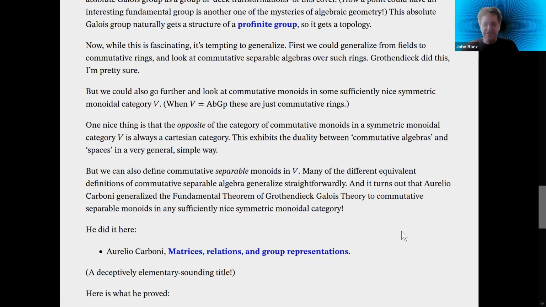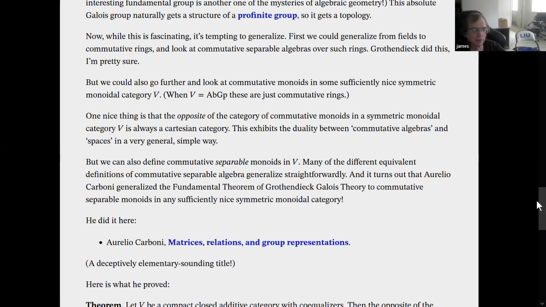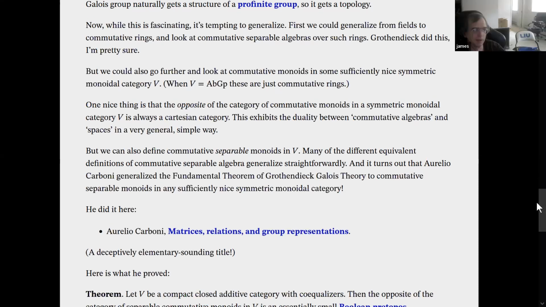on Frobenius algebras, which they tended to call separable algebras or something. Separable Frobenius monoids and stuff. So this is a paper which has this really funny title, Matrices, Relations, and Group Representations, which is funny because if you went into it thinking, oh good, at least I know what those three things are, then you'd be sorely surprised.